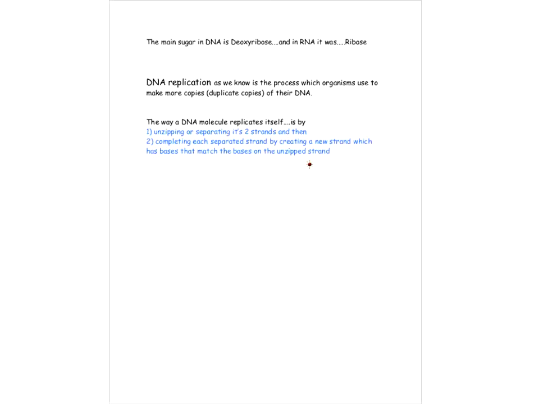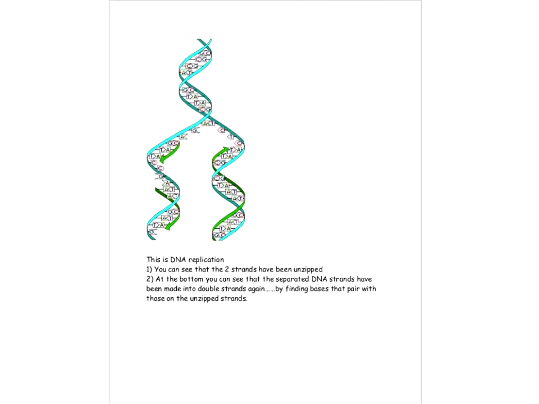Okay, well let's look at how this works. So here we see a DNA molecule which has unzipped itself into two separate strands, and you can see that these strands have now been duplicated already. So in the beginning it was just a single strand here, and now it's been duplicated. Alright, so you can see the two strands have been unzipped, and at the bottom you can see the separated strands. And basically what's happened is we've had to find bases that pair with each of those bases on the unzipped strands.